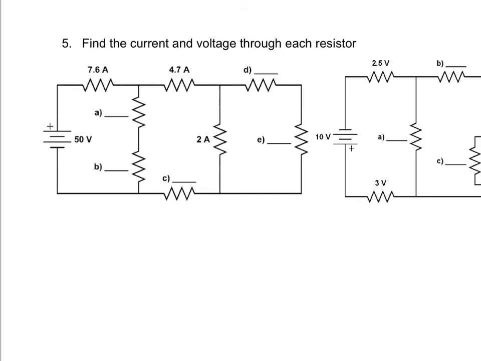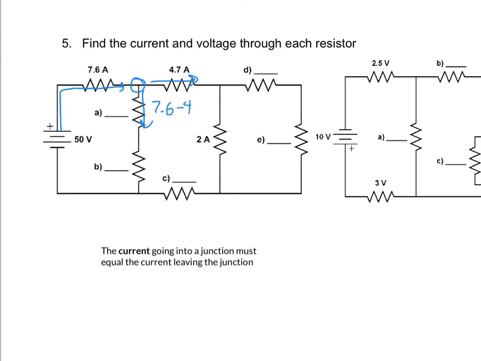So I'm going to be thinking about my current going up and around my circuit like this, and I get to my first junction right here. I have 7.6 amps going into this junction. 4.7 of it goes straight. The remaining current must go down through here.